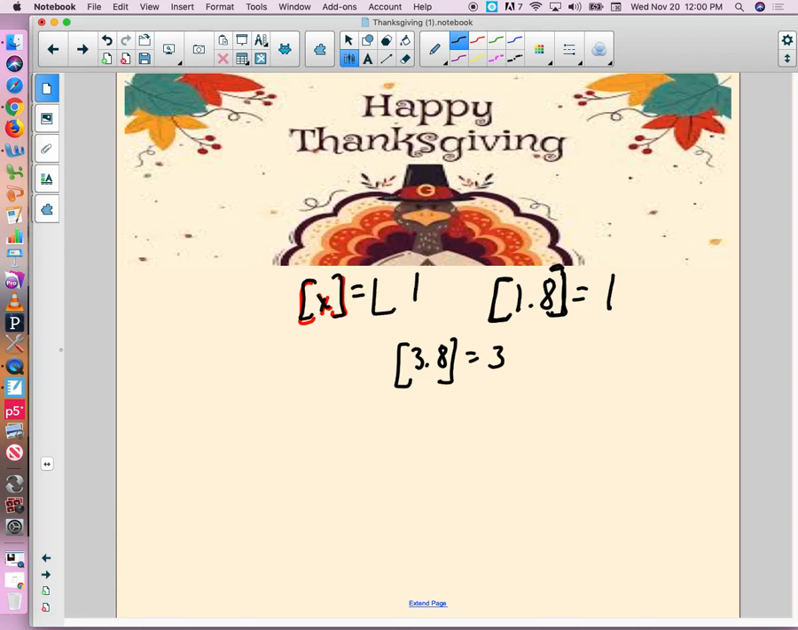This equals that. You just round down for it. The floor function and the greatest integer function are the same thing. They're synonymous. If I want you to round up, you do the ceiling function, so that would be 2.